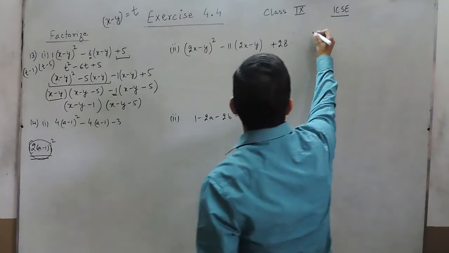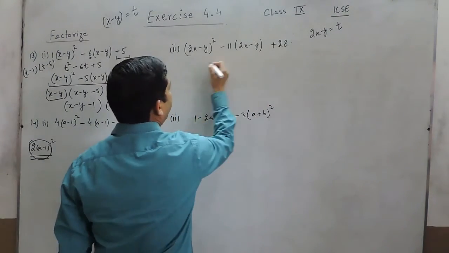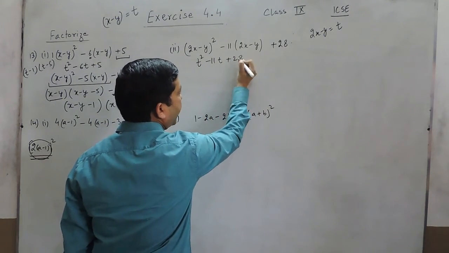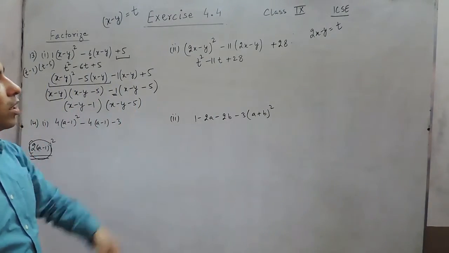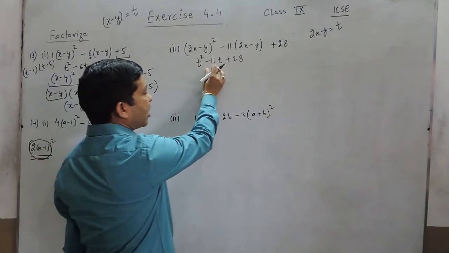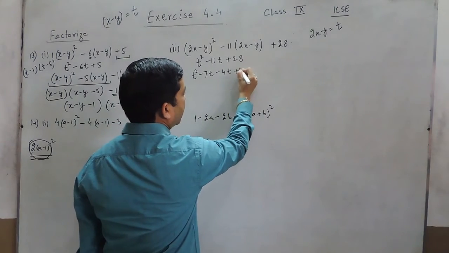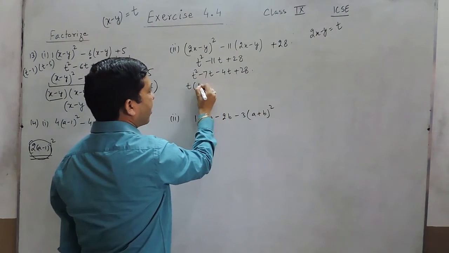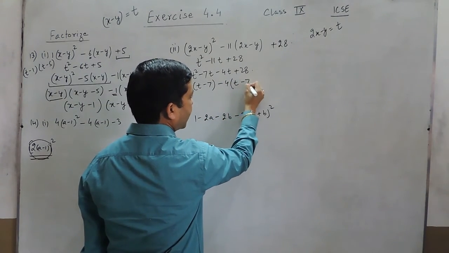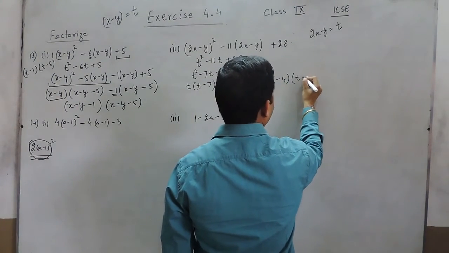So here if I am taking 2x − y as t, I can put this equation as t² − 11t + 28. This question has been converted to the question which we have already done. We need the multiplication to be 28 and the summation as −11. So t² − 7t − 4t + 28. If I take t common, it becomes t − 7. When I take −4 common in these two, it becomes t − 7. So the two factors are t − 4 and t − 7.